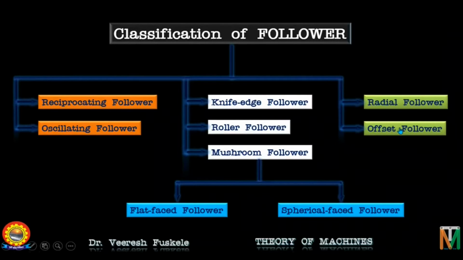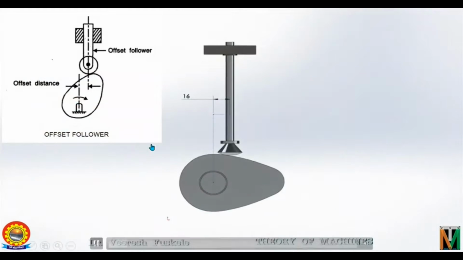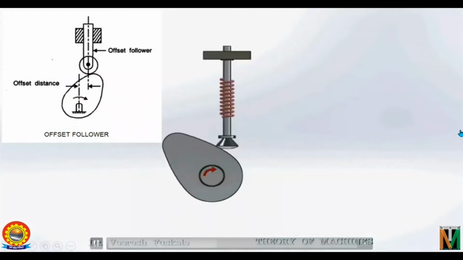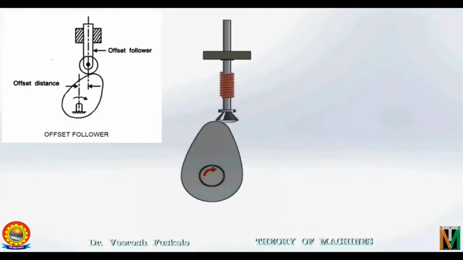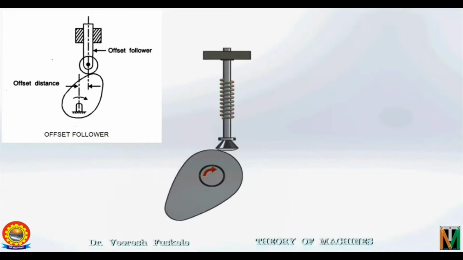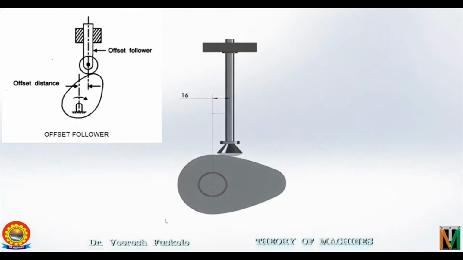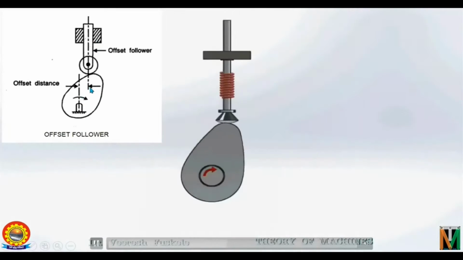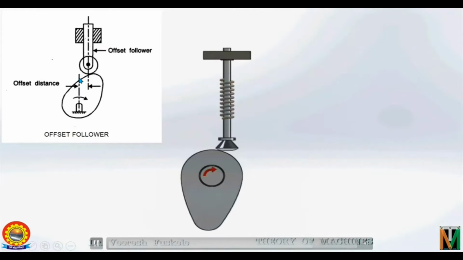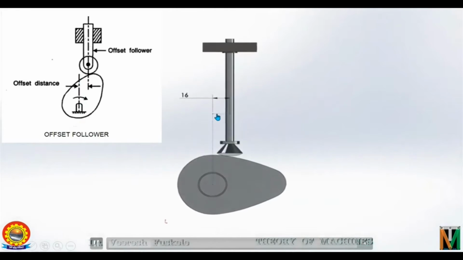We have offset follower. So this is an example of offset follower. In offset follower, if the line of movement of a follower is offset from the center of rotation of the cam, the follower is known as offset follower. As shown here, the line of movement of the follower is at a certain offset distance from the center of rotation of the cam. You can see here, this is the offset distance.